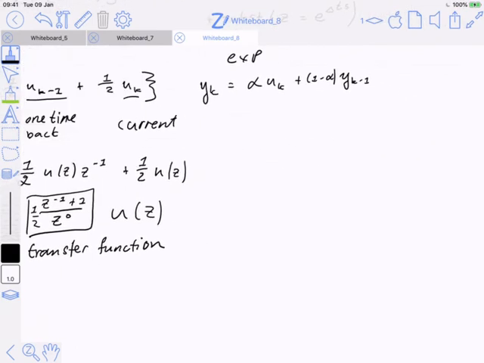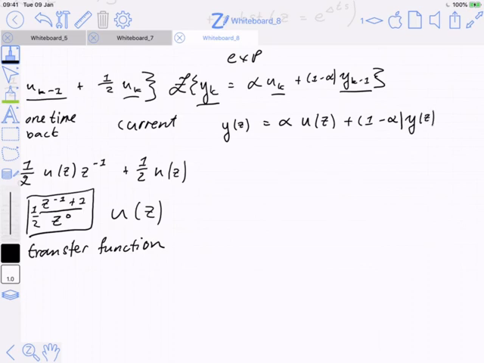So let's do the same process for this difference equation for the exponential filter, okay? So again, here we have the current value, and here we have the value 1 step in the past. And again, we're going to do exactly the same thing. If we Z transform that, we're going to end up with y of z is equal to alpha times u of z plus 1 minus alpha times y of z times z to the minus 1.